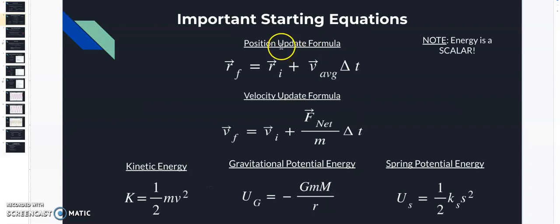So we have a couple important starting equations, the position update formula and the velocity update formula, which can both be derived from the momentum principle. And we also have the formulas for kinetic energy, gravitational potential energy, and spring potential energy. And it's important to note that energy is a scalar, not a vector, like velocity and position.